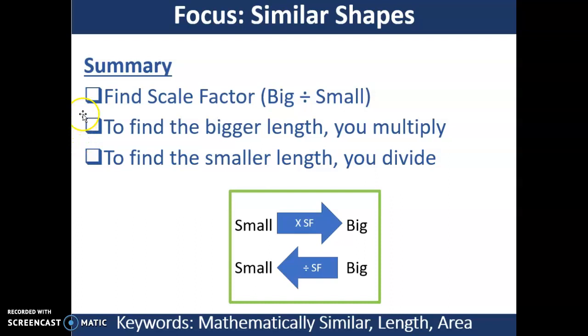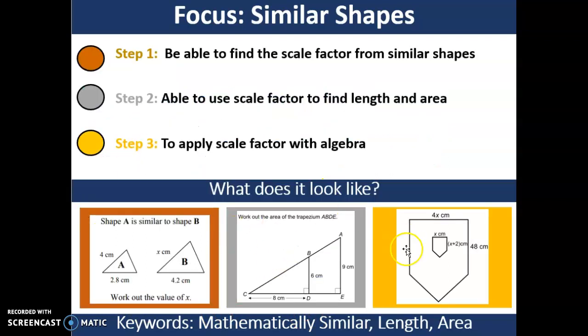So, in summary, in order to find the scale factor, we take big divided by small. To find the bigger length, you multiply. To find the smaller length, you divide. This is probably the key point right here, and if you want to copy down any notes, this would be the idea to copy. So these are the things we worked on today.